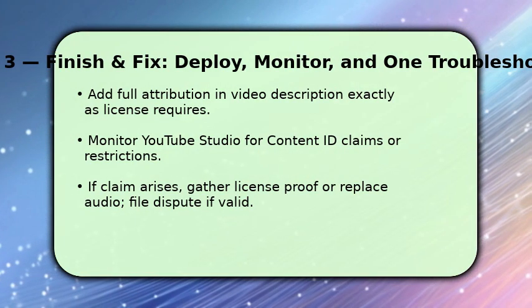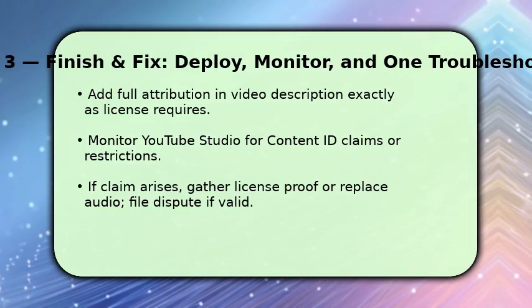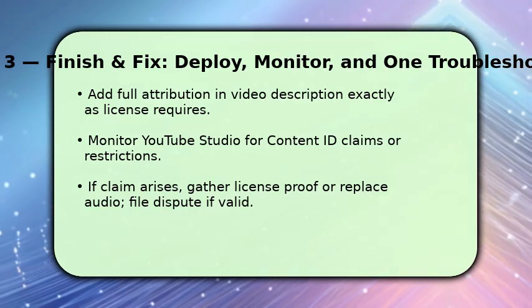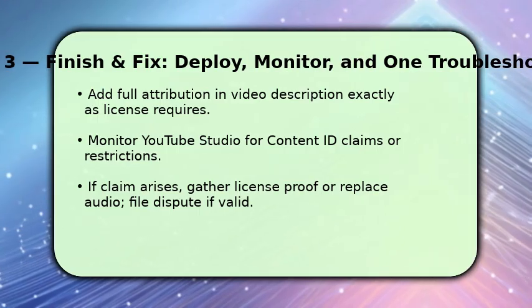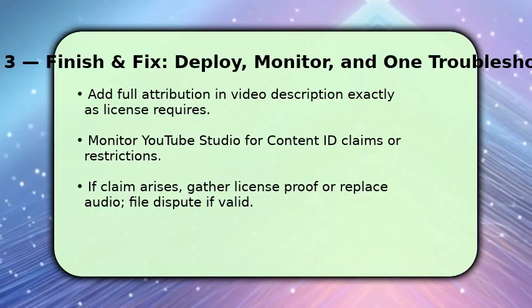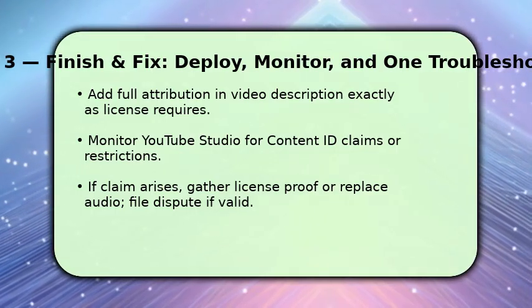Choose upload settings and schedule as needed, then check YouTube Studio after processing for Content ID claims. If a claim appears, review the provider notes, and if you followed the license, prepare your proof: screenshots of the audio library entry and the original file. If it's wrong, file a dispute with evidence. Alternatively, replace the track quickly.